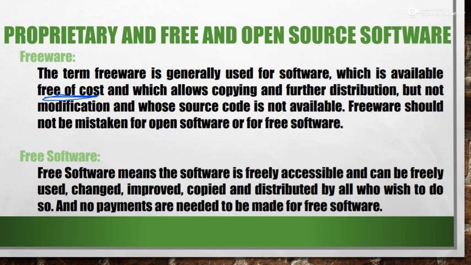Okay, it means first, the very first thing is that it is free of cost. Second is copying is allowed. Third thing is distribution is allowed. Only the thing is that modification is not allowed and the source code is not available. See, source code is not available, it means you cannot do modification. Otherwise, where will you be doing modification, right?